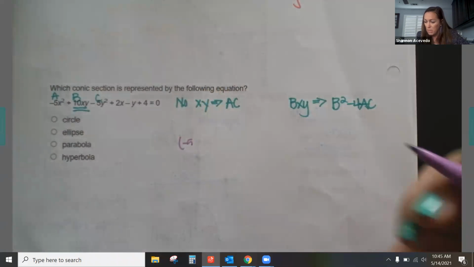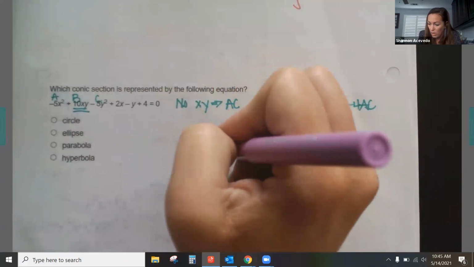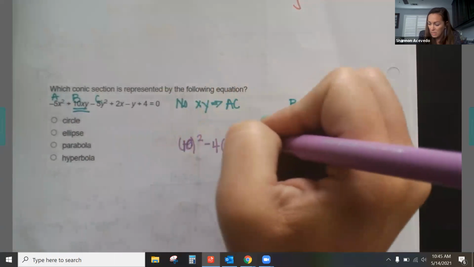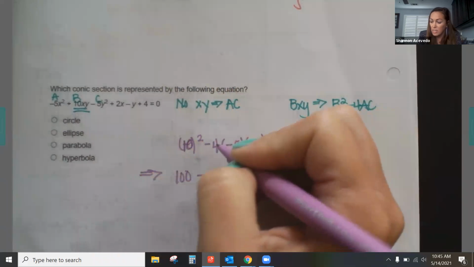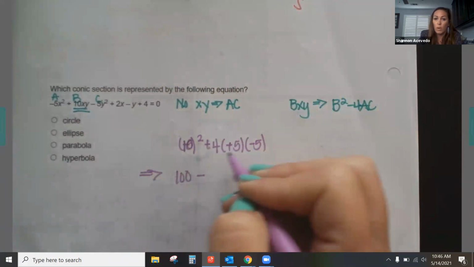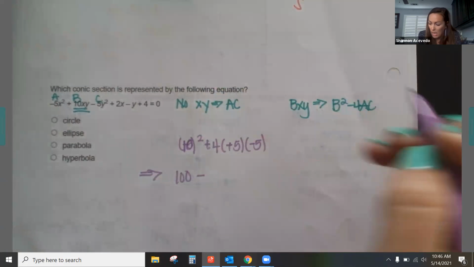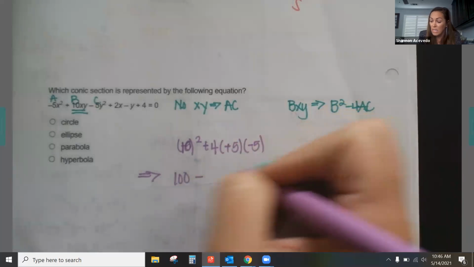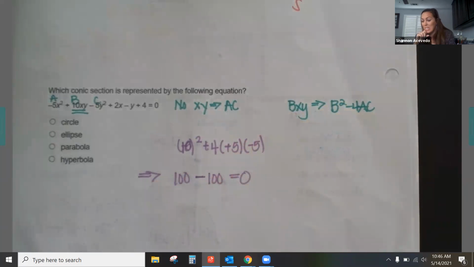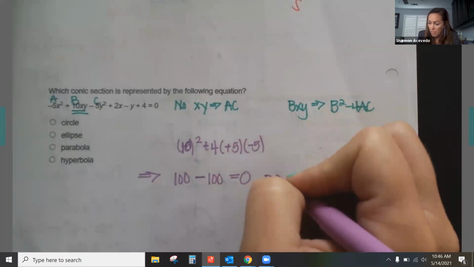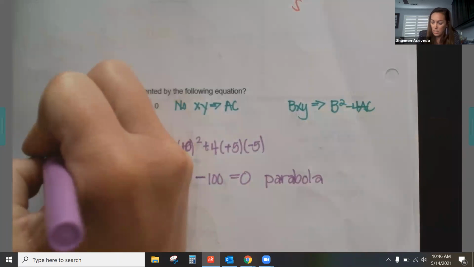It's b squared. It's going to be 10 squared minus 4 times my a, which is -5, times my c, which is -5. So I end up with 100 minus, a negative and a negative is going to make that a positive, 4 times 5 is 20. And then I'm going to have 20 times a negative 5 is going to make that a negative 100, which is a value of 0. Since it's a value of 0, it's going to be a parabola.